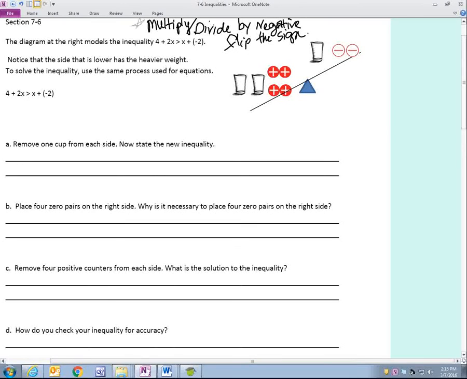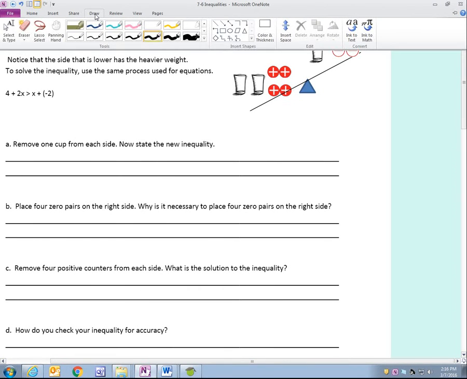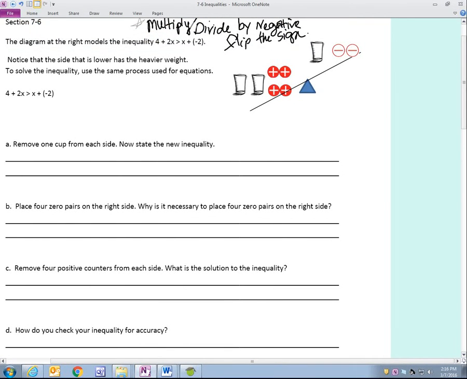So we remove 1 cup from each side. That was the way that we did with the coins in the bag activity. So I'm going to remove 1 cup from each side. And you can just put an X through it if you want. That one is gone. Remove 1 cup from each side.